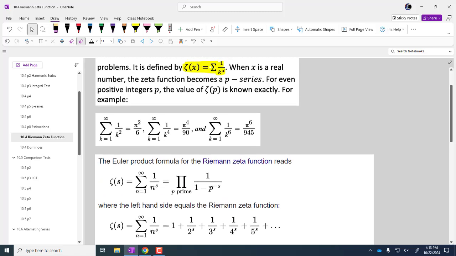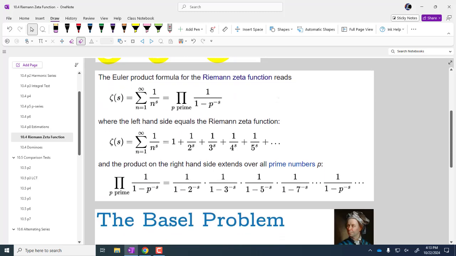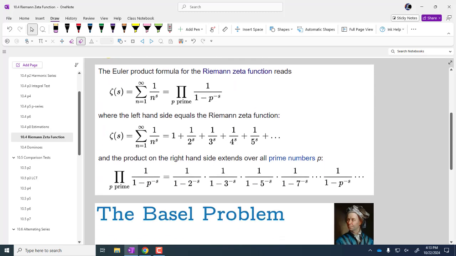Hold on. Okay, so Riemann zeta function, these are special cases. When x is a real number, you get a p-series. So from p-series, we know these converge because p is bigger than 1: p is 2, p is 4, p is 6. So we know they converge. Here is the piece that is the extra credit piece. This is the part that is super mind-blowing.